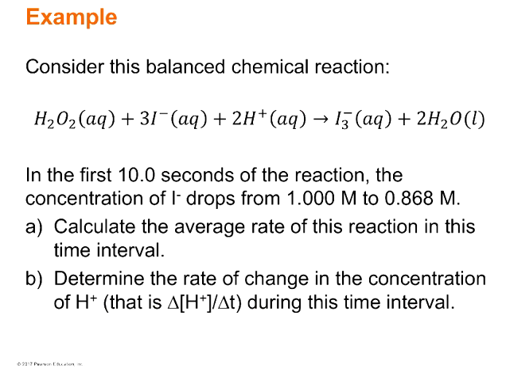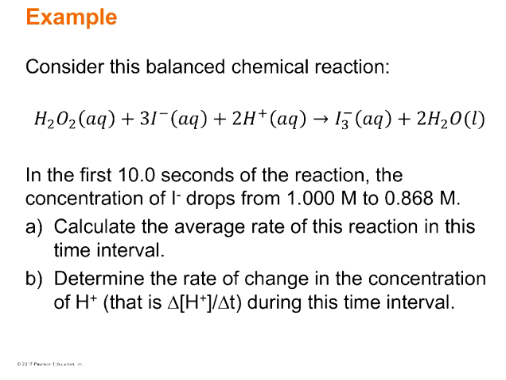Okay, so let's go over an example. We're going to consider the balanced chemical reaction where hydrogen peroxide, H2O2, is reacting with iodide ions and hydrogen ions to produce I3- and water. In the first 10 seconds of the reaction, the concentration of iodide ions drops from 1 mole per liter to 0.868 moles per liter.